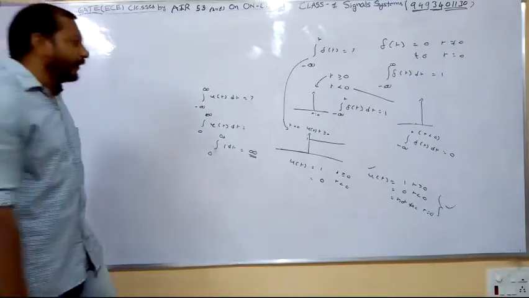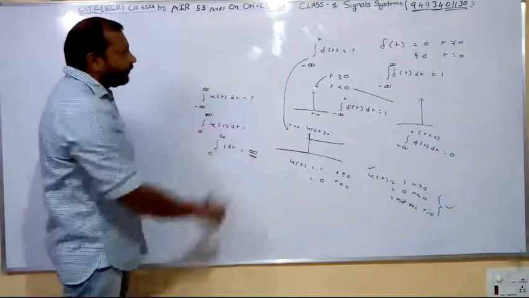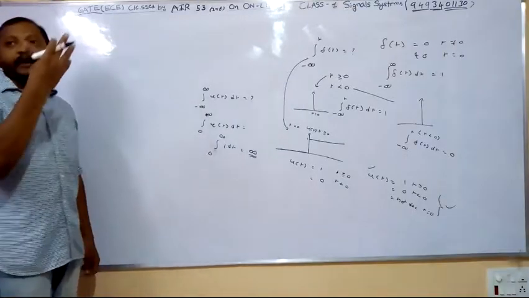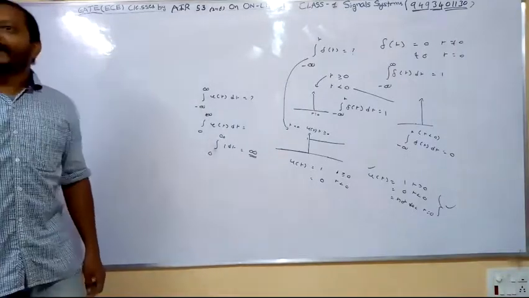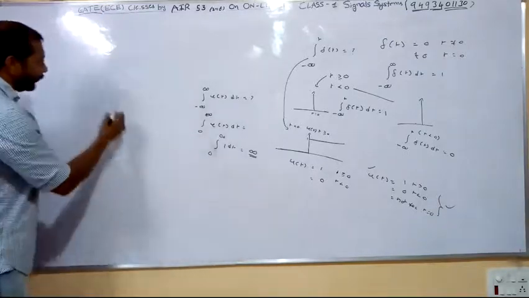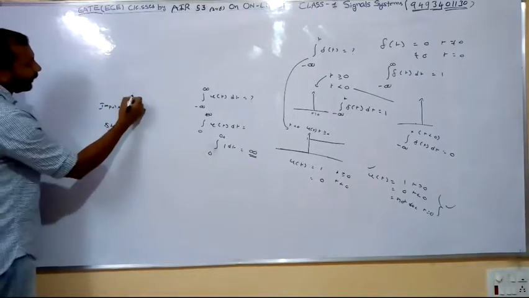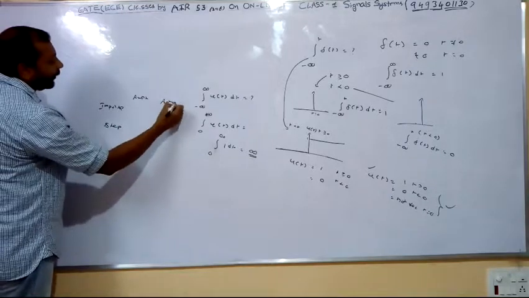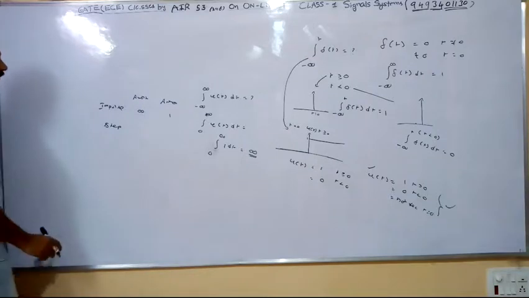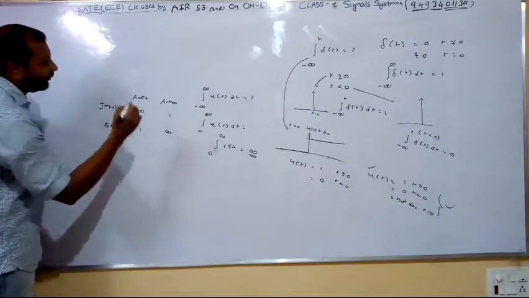The amplitude of the step signal is unity, whereas the area under the step signal is infinity. Whereas the impulse signal amplitude is going to be infinity, but the area under the impulse is equal to 1. So for the impulse signal, the amplitude is infinity but the area is 1, whereas for the step signal, the amplitude is always 1 and the area is infinity.